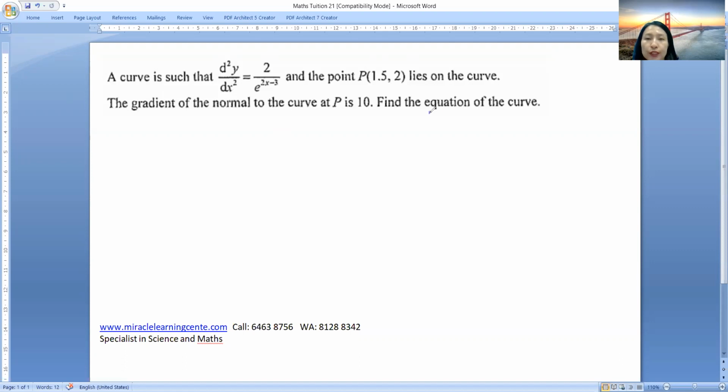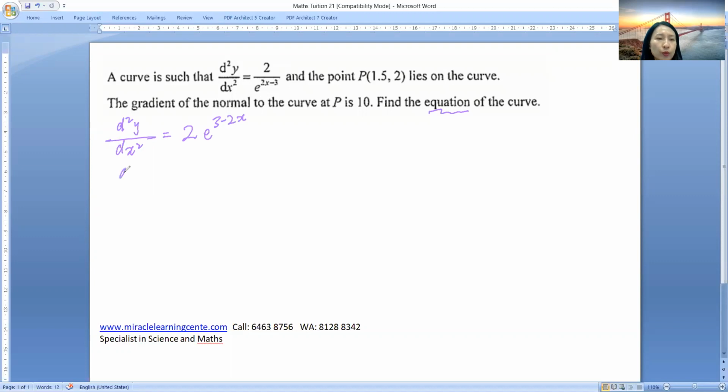Okay, so we want to find the equation of this curve. So we know this is what is given. If you want to bring this whole thing up, you need to put a negative outside. So it's actually e to the power of negative 2x plus 3. So I can write it as 3 minus 2x.